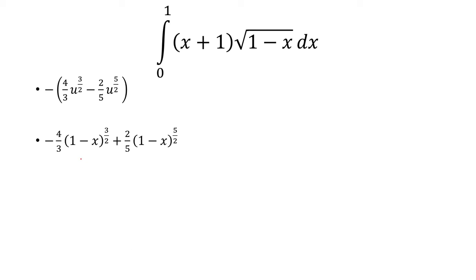We let u be 1 minus x, so we're just going to replace u with 1 minus x. And keep in mind, I also distributed this negative to both terms. That's why this is positive.